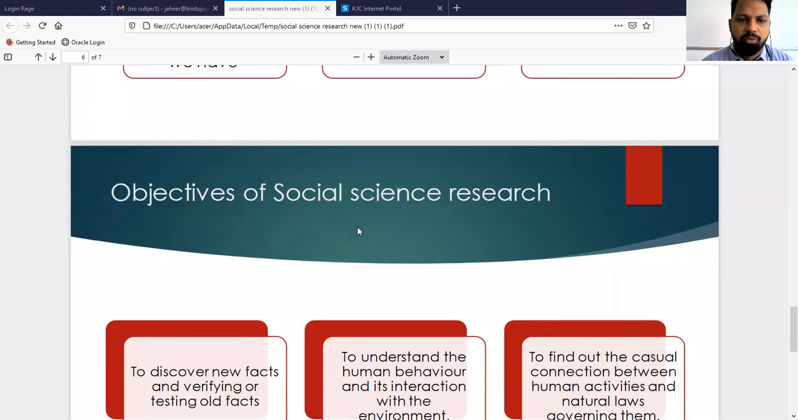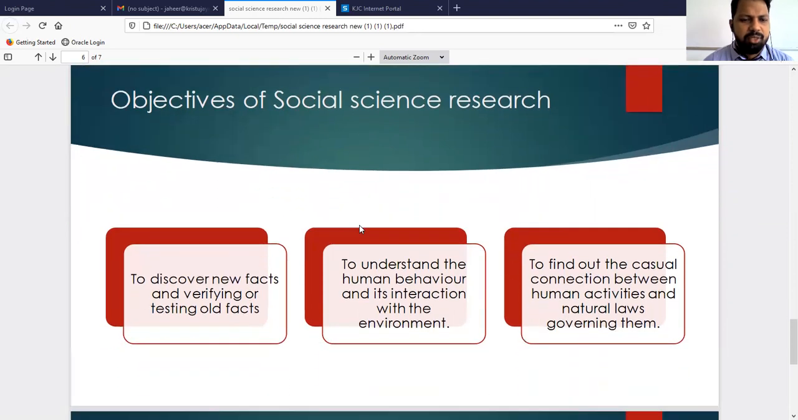And now we move on to the objectives of social science research. The first objective is to discover the new facts and verify the old ones. That is one of the important objectives of social science research. If you check some of the research, historical research is carried out to discover the new facts and verify the old ones. Historical research can be taken as an example.